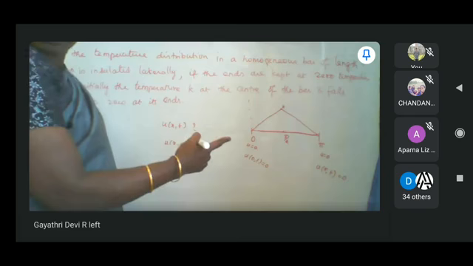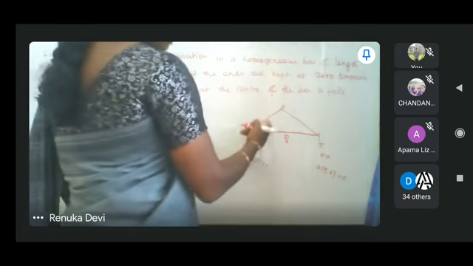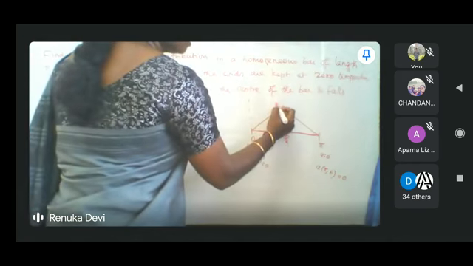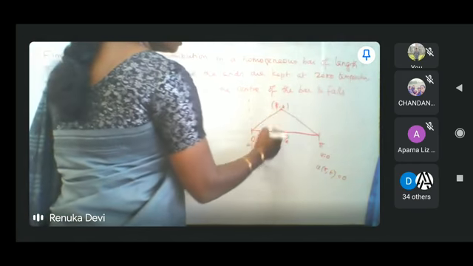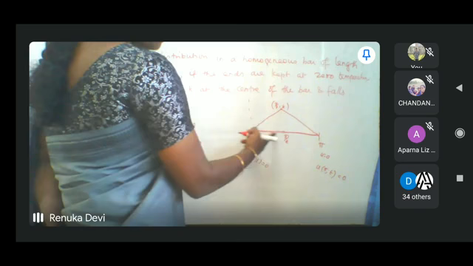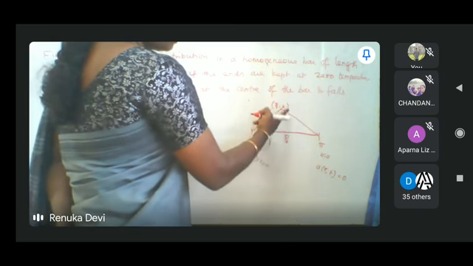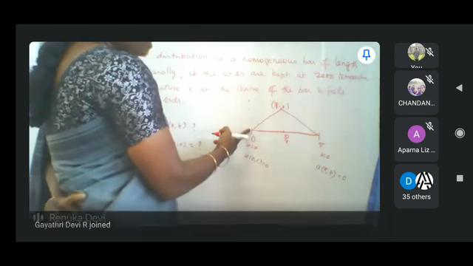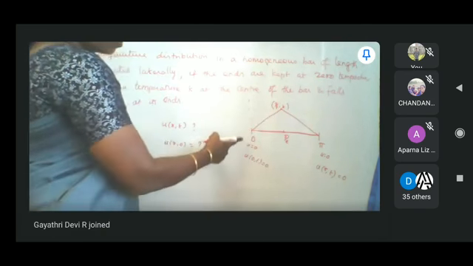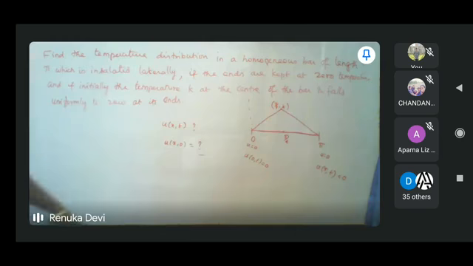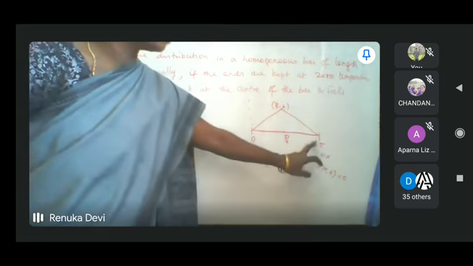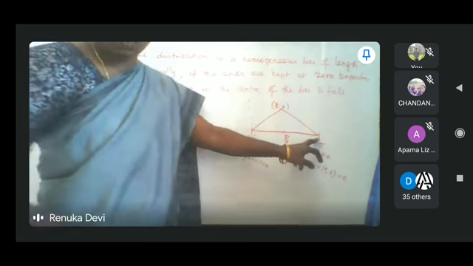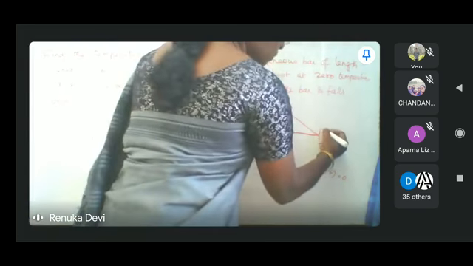We have to find what is our u of x comma 0. Therefore, this point can be taken as pi by 2 comma k, isn't it? When the x distance is pi by 2, the temperature is k. When the x distance is 0, the temperature is 0. And here the x distance is pi and the temperature is 0. This is pi comma 0, this point.